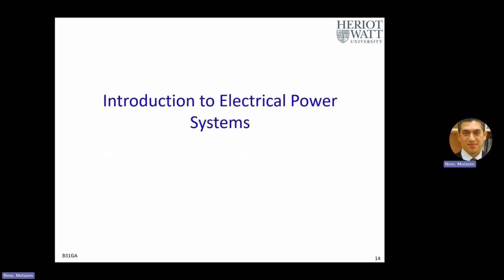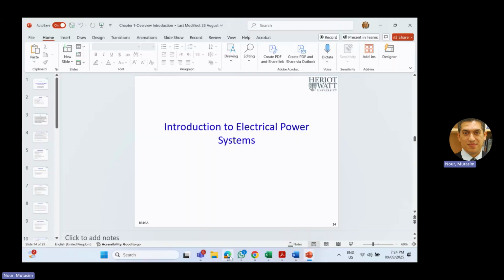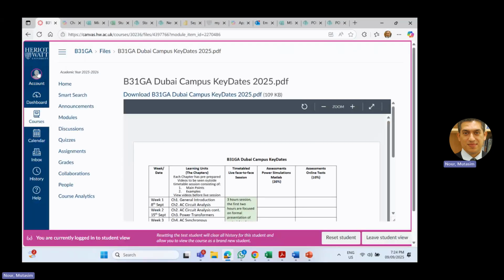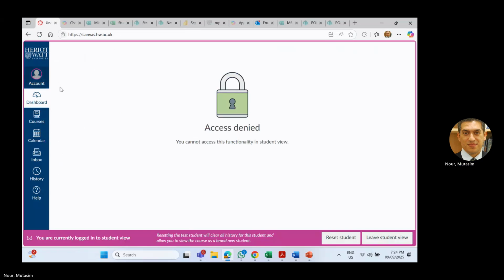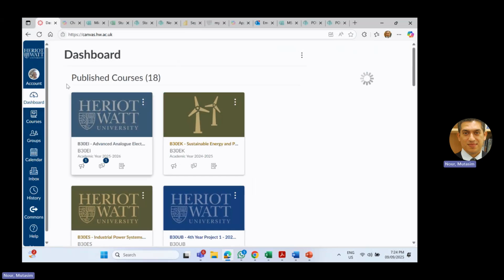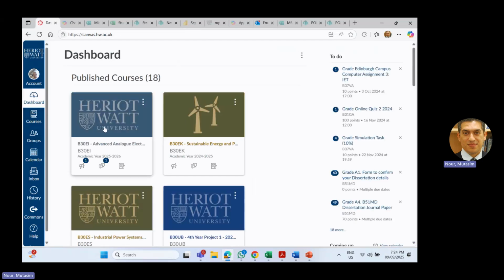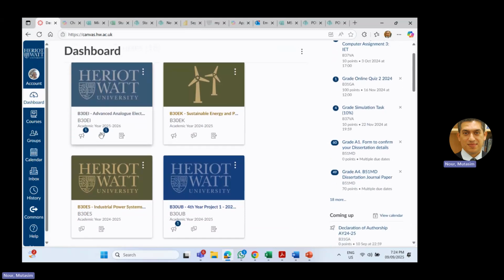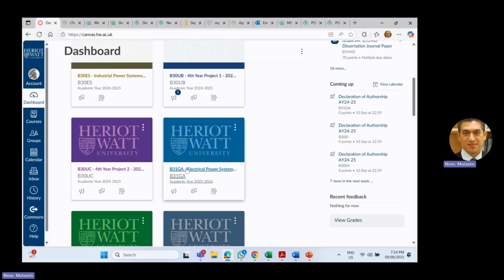Any questions before we provide an overview of electrical power systems? Before that, because I mentioned I wanted you to have a look at Canvas. So this is Canvas. When you log in, this is my Canvas, normally the dashboard. For the courses you are registered for, you should see them on your Canvas. So look for the course. This is Electrical Power Systems.